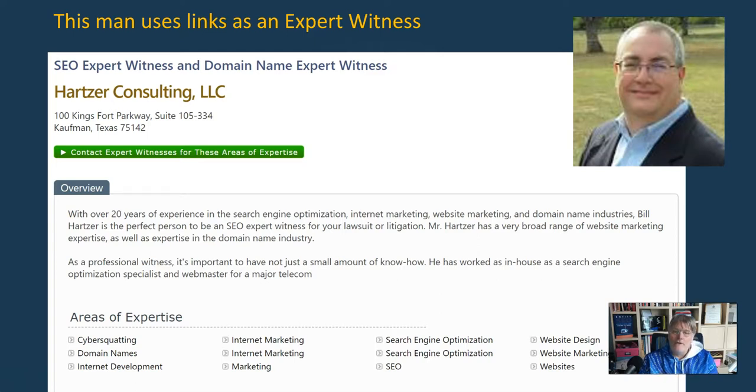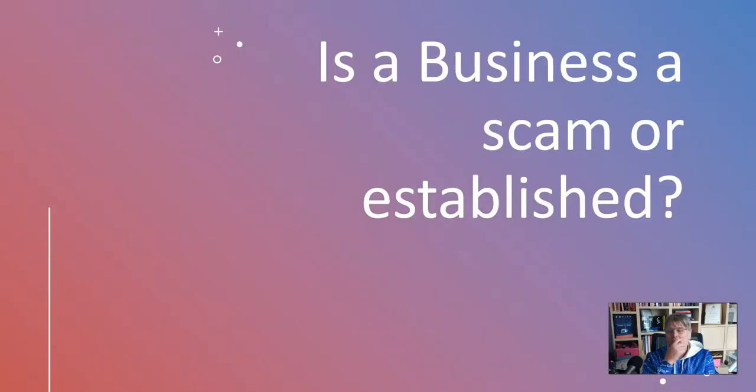So therein lies an interesting use of link data. For example, you could be using it to say whether a business is established or whether it's a scam.